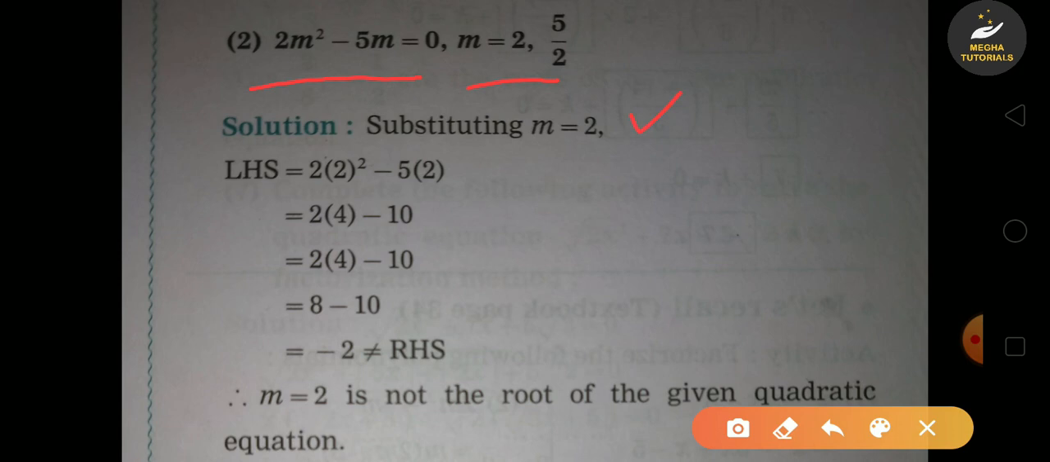So LHS is equal to 2 into 2 square minus 5 into 2. So 2 square is 4. So 2 into 4 and 5 2s are 10. 2 into 4 is 8. So 8 minus 10, and 8 minus 10 is minus 2, which is not equal to 0. That means it is not equal to RHS. Therefore m is equal to 2 is not the root of the given quadratic equation.